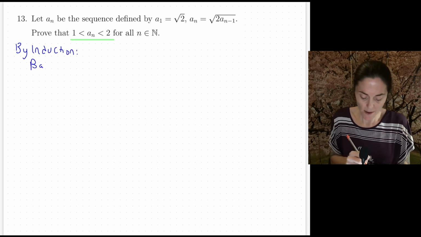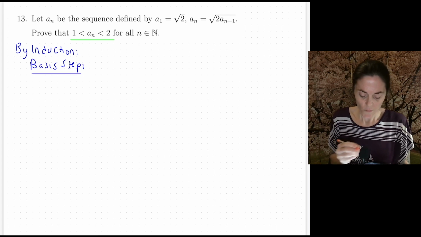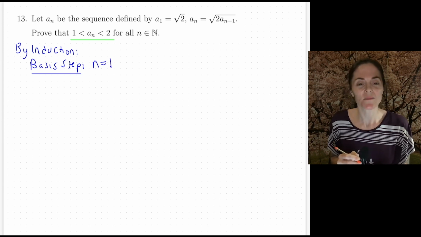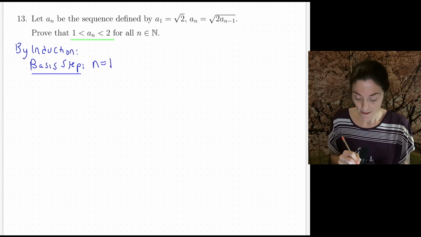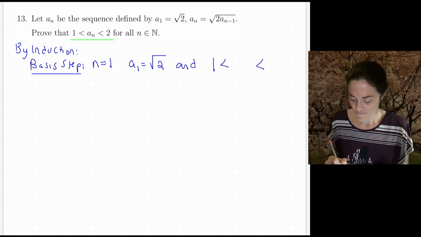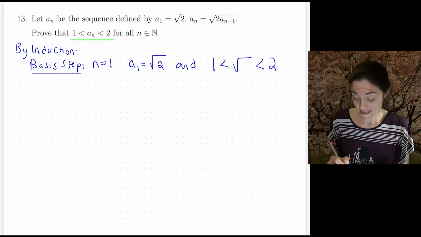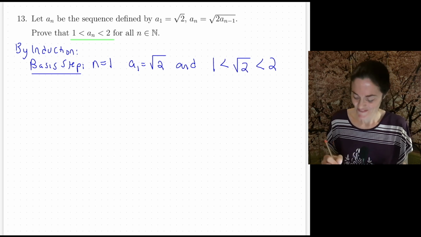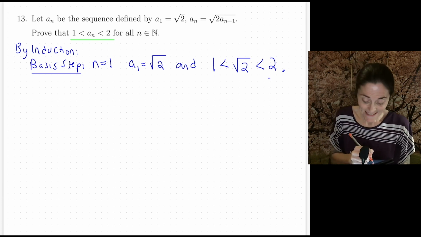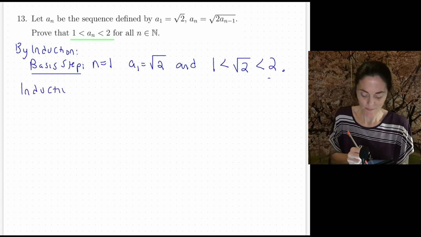In our basis step, this is verification. We're trying to prove this for natural numbers, so our basis step involves n equals 1. For n equals 1, a1 is the square root of 2. And certainly, the square root of 2 sits between 1 and 2. And this is all we need to show for the basis step. Now for the inductive step.